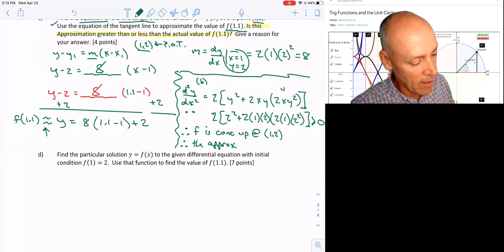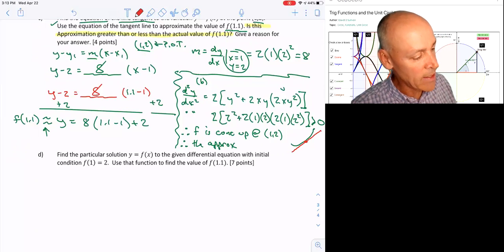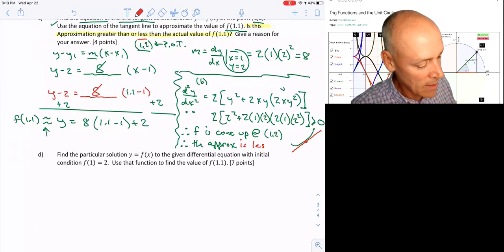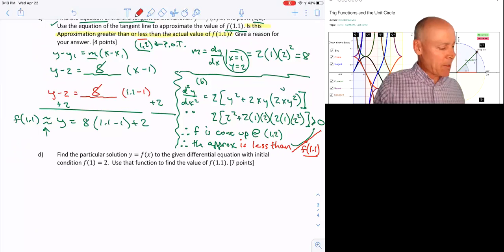It's easy to think, if it's concave up, there's f, concave up. And then if I just have a tangent line anywhere on here, the tangent line is going to be less than the actual value. So the approximation is less than the actual value of f at 1.1. Okay? Not too bad.